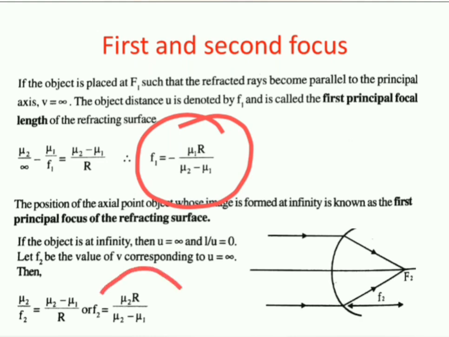Similarly, the second focus. Here in the diagram I have shown you the second focus. A parallel beam is incident, and it is converging at the second focus. Then mu2 r by mu2 minus mu1 will give the formula for the second focus. First focus is minus of mu1 r by mu2 minus mu1. Second focus is mu2 r by mu2 minus mu1 for this given surface.